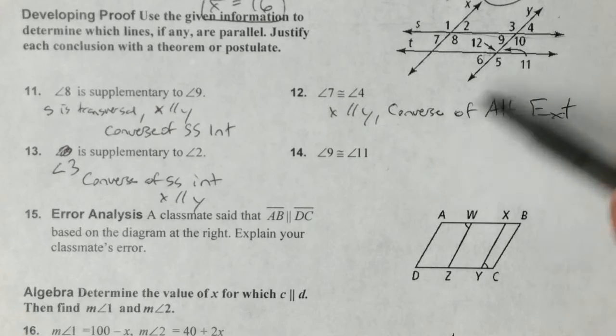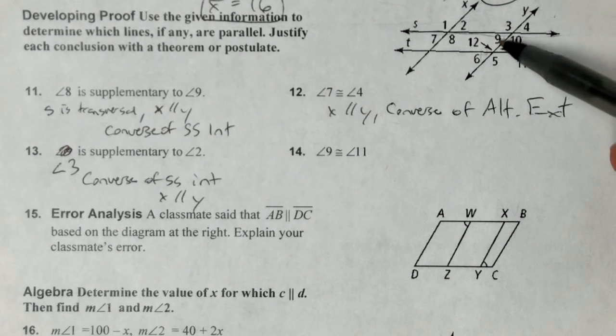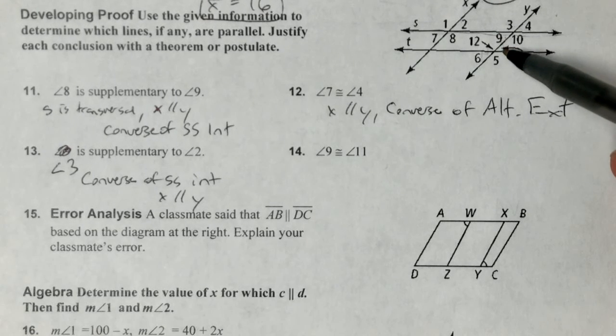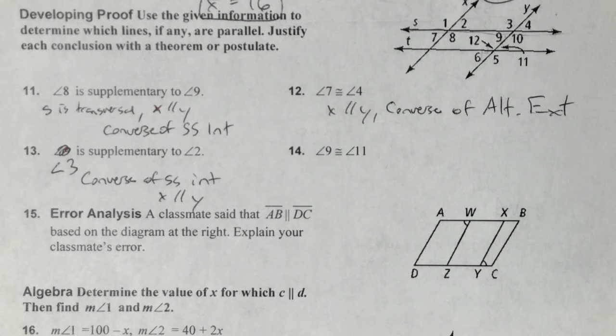Okay, now on the next one, we're talking about 9 and 11, and those are alternate interior. I'll just continue this tomorrow.